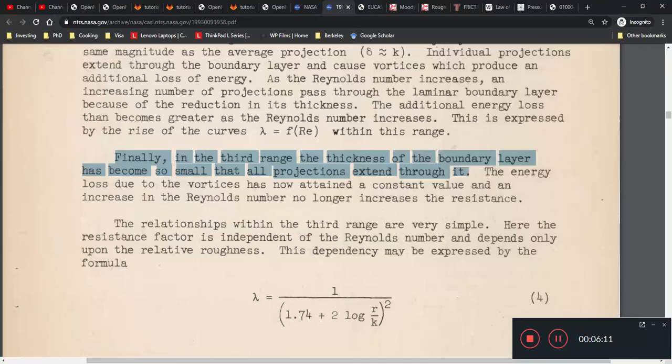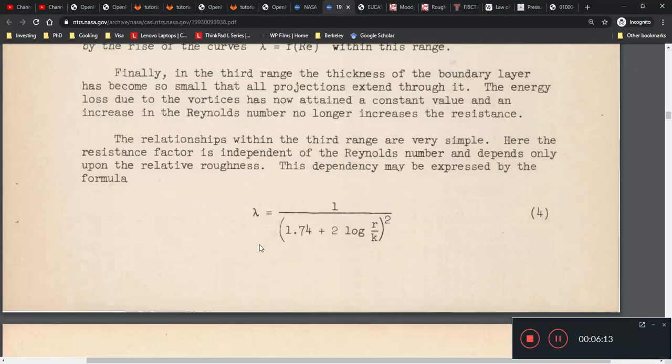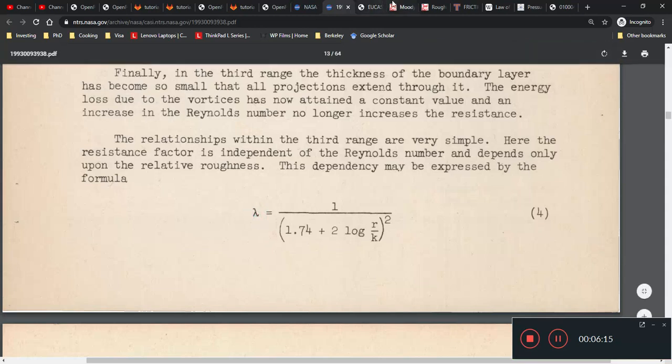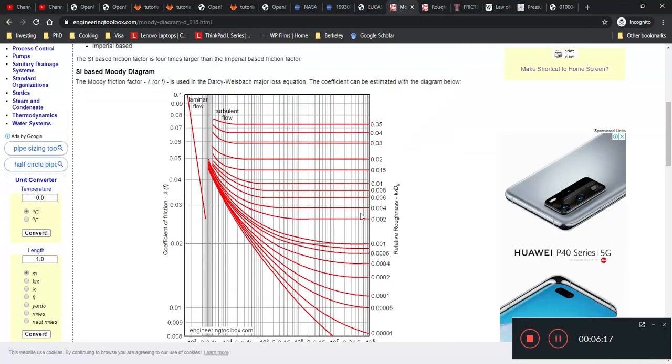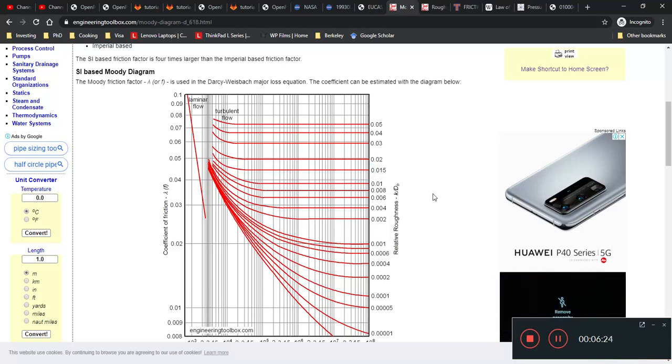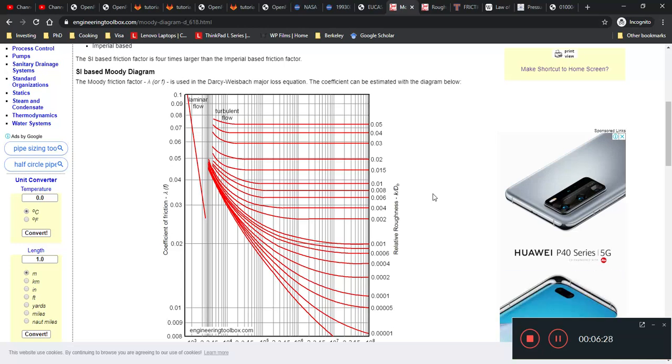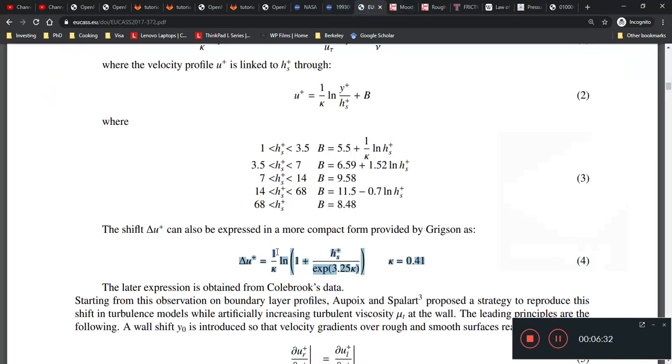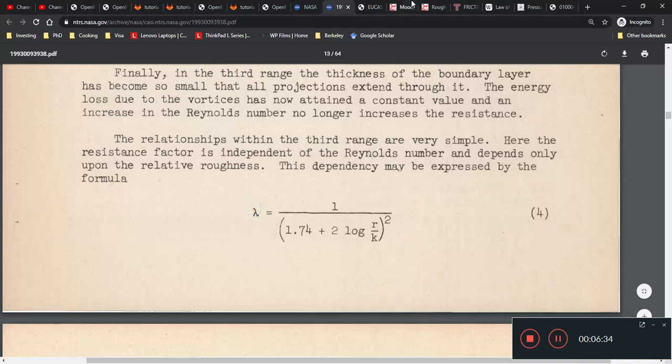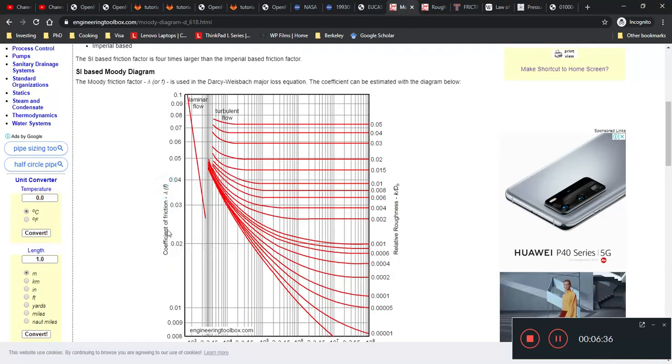Okay, oopsie. Alright, so we can use this one. This is where this Moody friction factor, or this Darcy friction factor chart, has become flat. See, when you increase the Reynolds number, this friction factor doesn't really change much. So what is lambda over here? It is this friction factor, coefficient of friction, lambda over here.